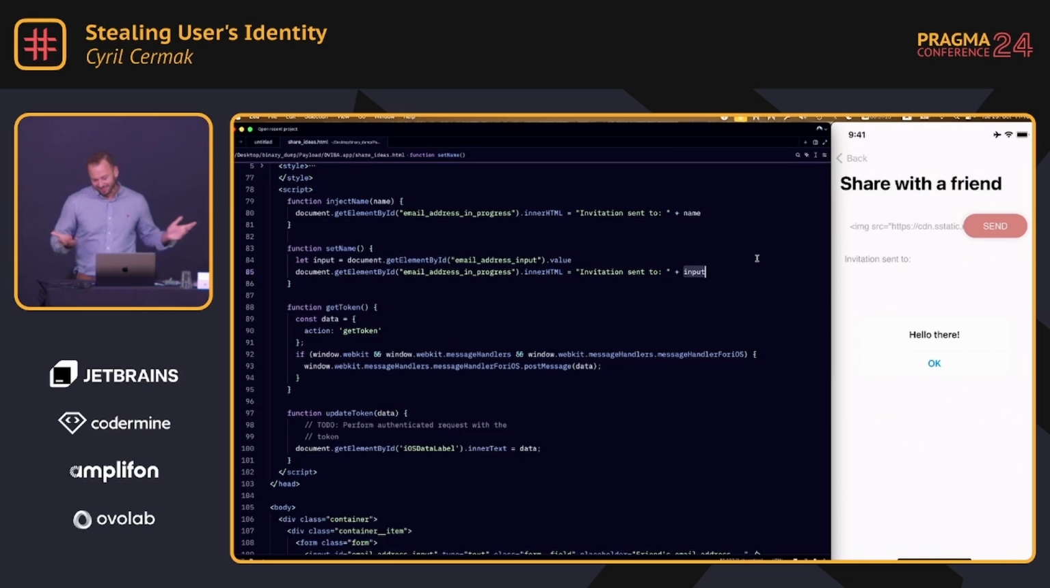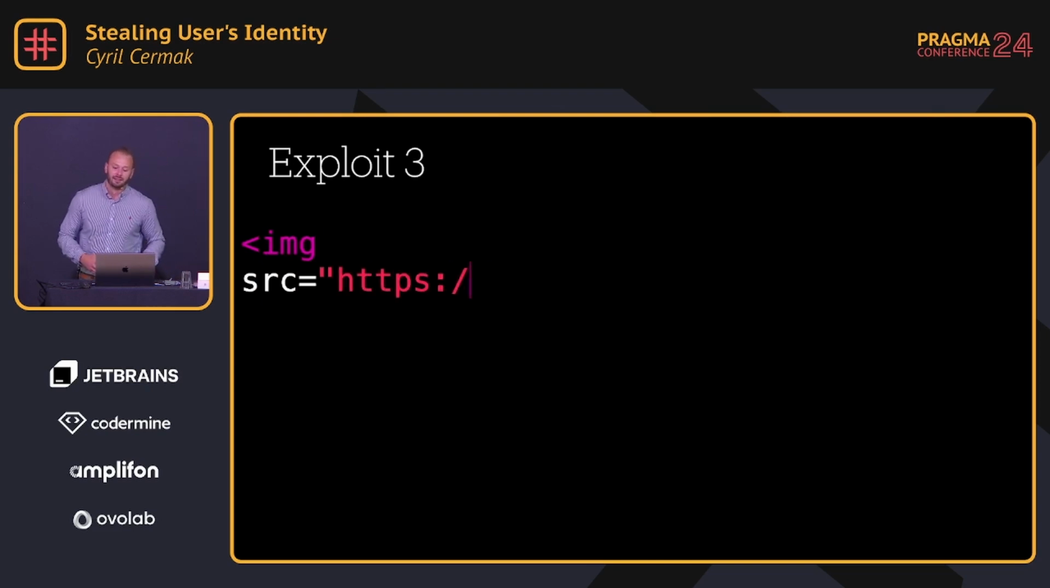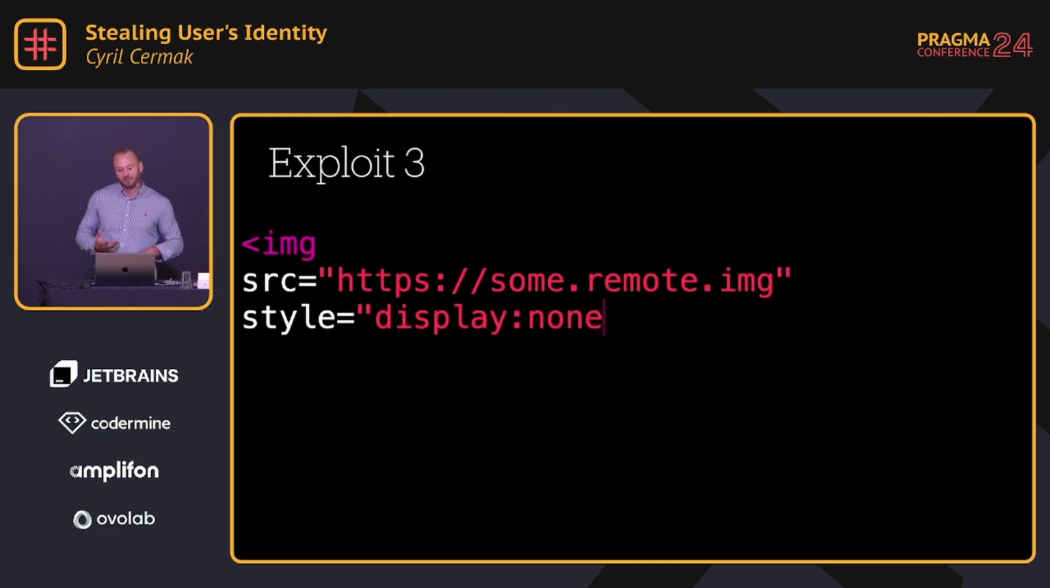And now let's see if there is something we could do about the get token and update token, because that's essentially what I'm interested in right now. All I want to do is call the get token and somehow swizzle the update token so that I get the token, and maybe I would be able to display it in the alert. And here comes exploit number 3.